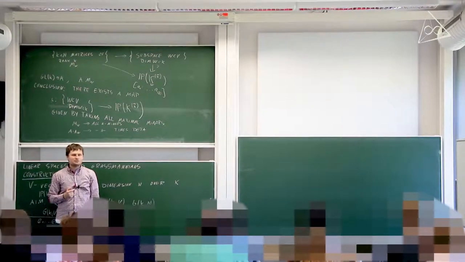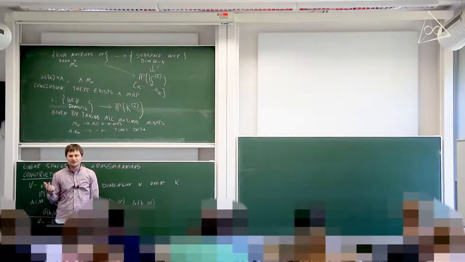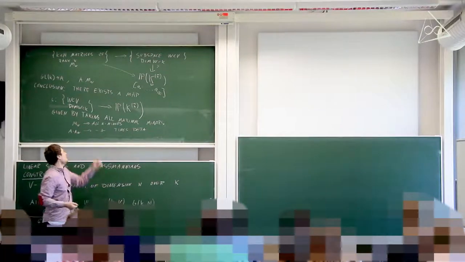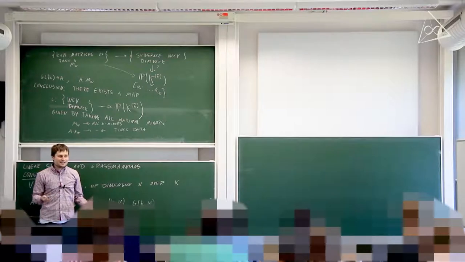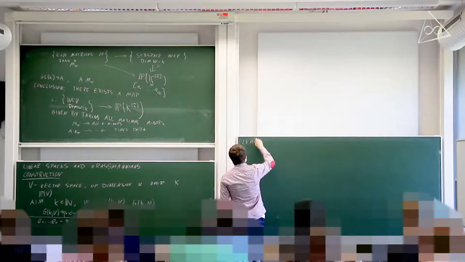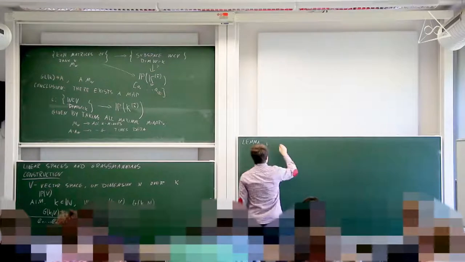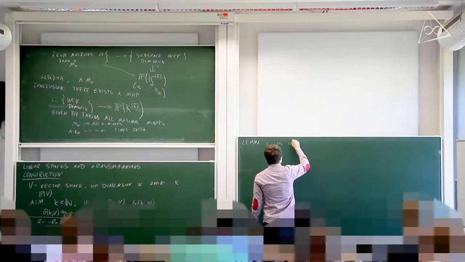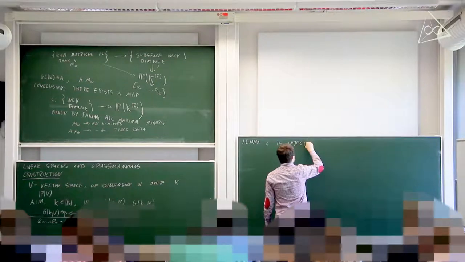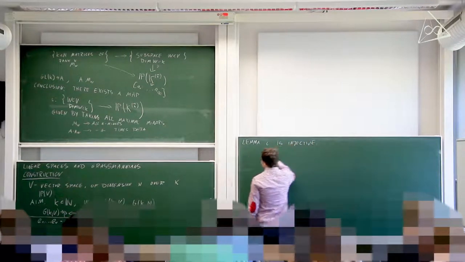Our next aim could be to prove that this map is injective. Do you agree? If we want to construct a variety that will parameterize this, first we need a subset of a projective space that will parameterize this, and our candidate will be the image of this map. But for this to make sense, this map needs to be injective. And we will prove it.